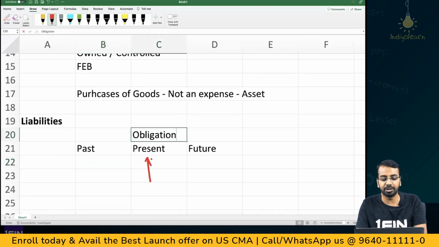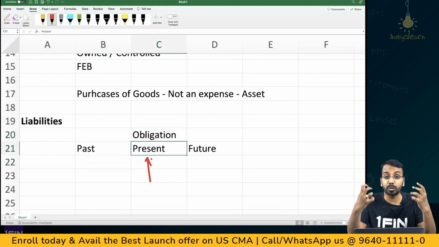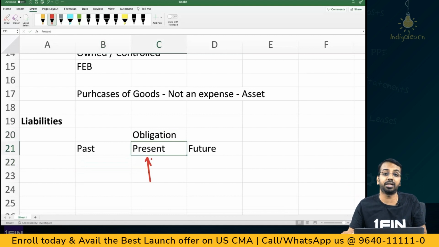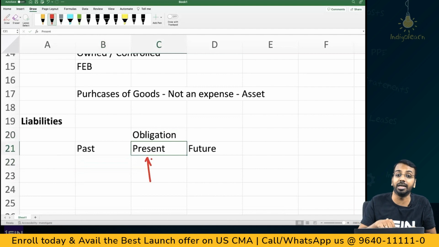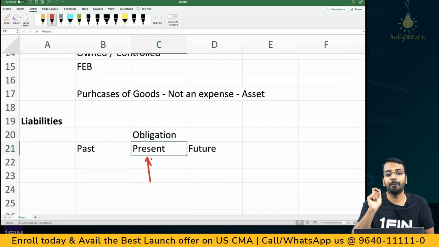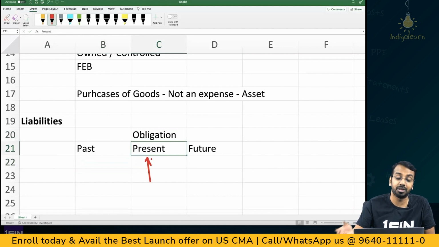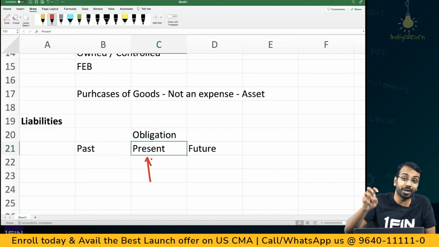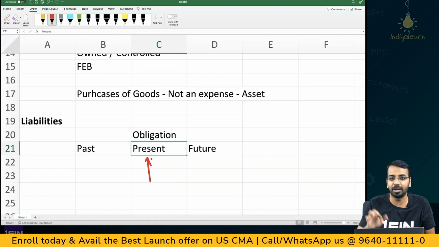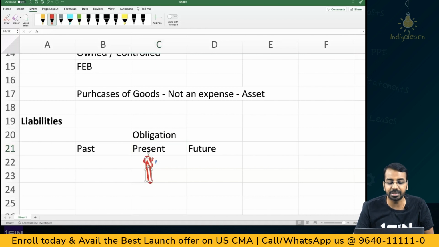In present, there is an obligation. Obligation means there is some kind of responsibility, some kind of burden. For example, I have occupied this property for 1 month. Once I've occupied this property for 1 month, there is an obligation on me to pay rent. So it has to be a present obligation. Whenever we use the term liability, it has to be a present obligation. It cannot be a future obligation. I will occupy this building for 5 years, and for that 5 years, I have to pay rent in those respective months. That is not my obligation today. So it has to be a present obligation.